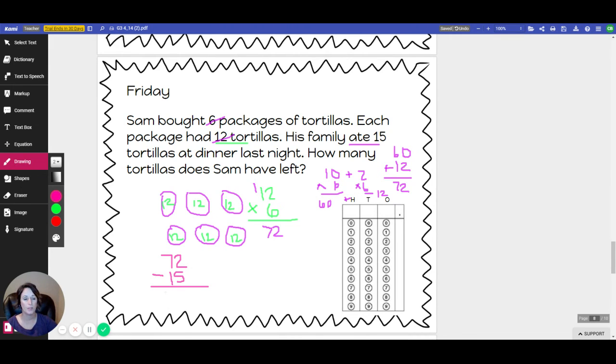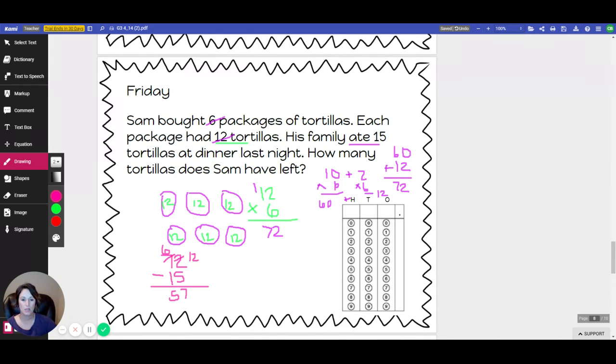Pause the video, give this one a try. All right, so if I subtract, I notice I don't have enough ones, so I'm going to regroup. And this becomes 12. 12, take 5 away. 7. And 6, take 1 away. Should leave me with 57.